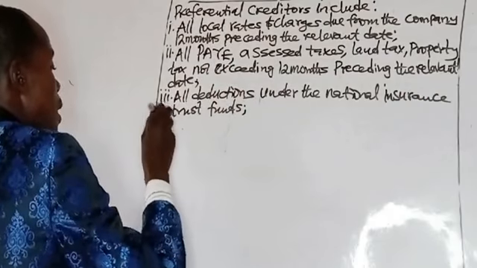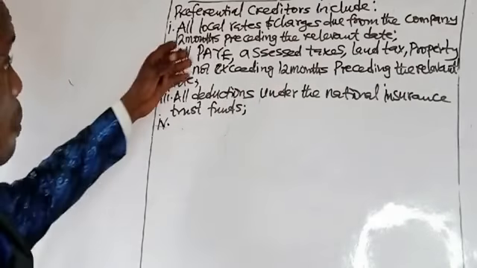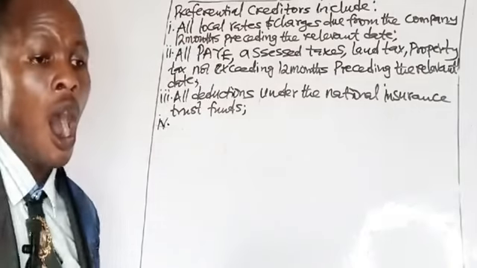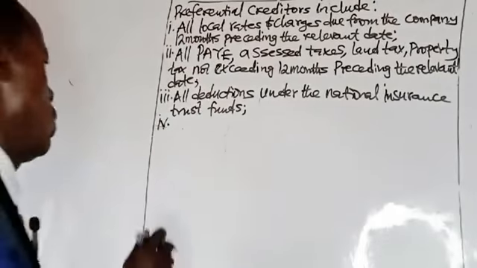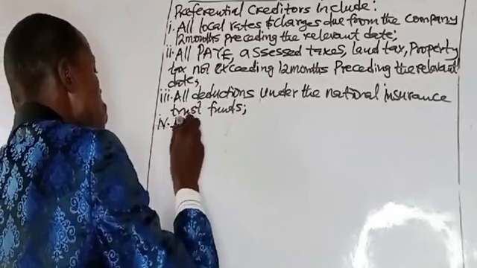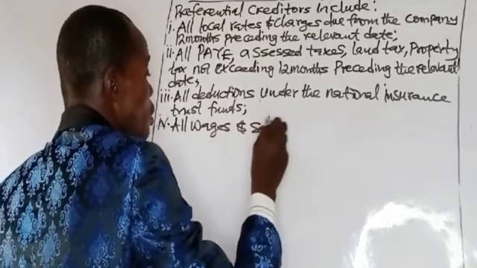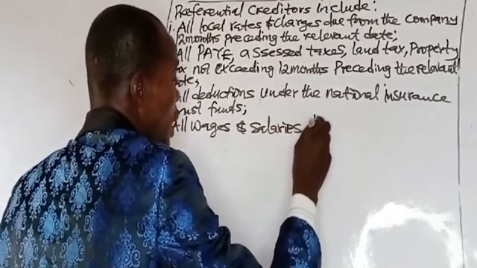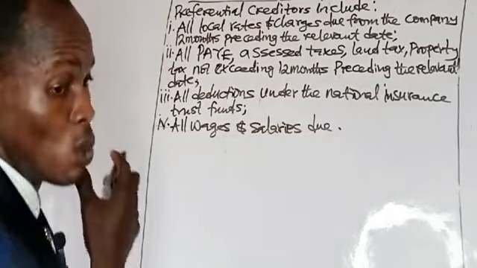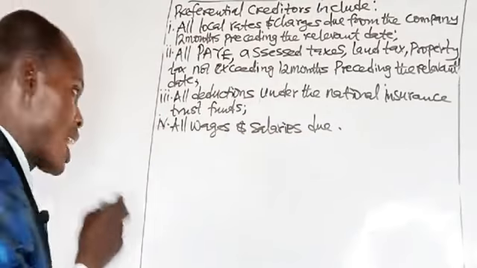Number four, we are still considering preferential creditors: all wages and salaries due. That is, all outstanding wages and salaries.